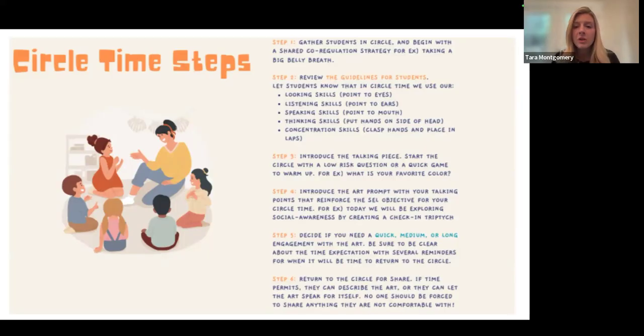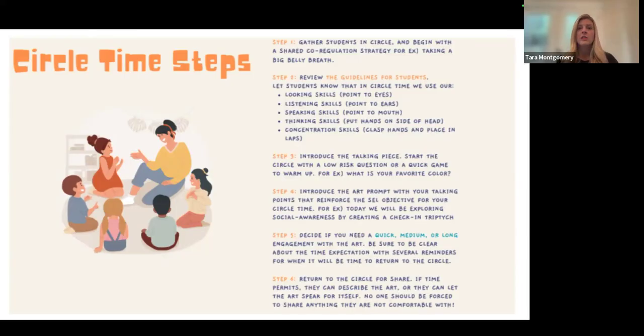So today we will be exploring social awareness by creating a check-in triptych. So you want to use that vocabulary: social awareness, self-regulation, and teach your students the meaning behind all those and the why. And then step 5, decide if you need a quick, medium, or long engagement.